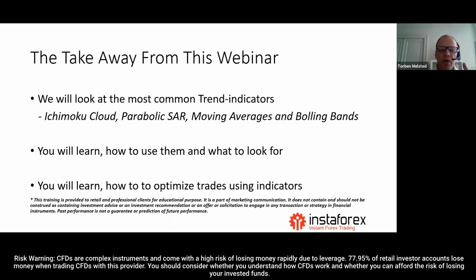We will also look at the parabolic SAR, moving averages, and Bollinger Bands. All of those are trending indicators. They move with the trend and in the direction of the trend. So those should be possible indicators to help you navigate if you want to trade. You'll learn how to use them and what to look for. And finally, we will learn how to optimize trades using those indicators.